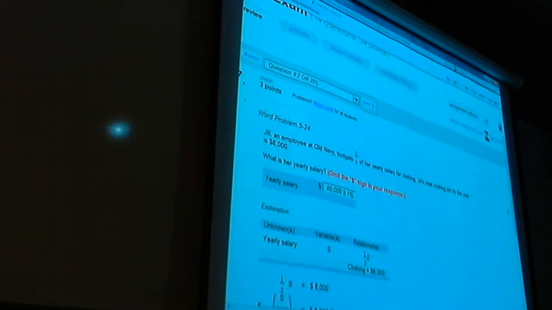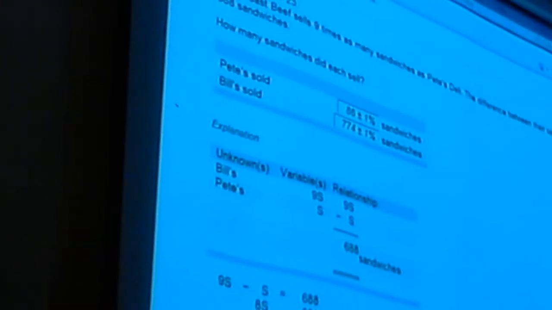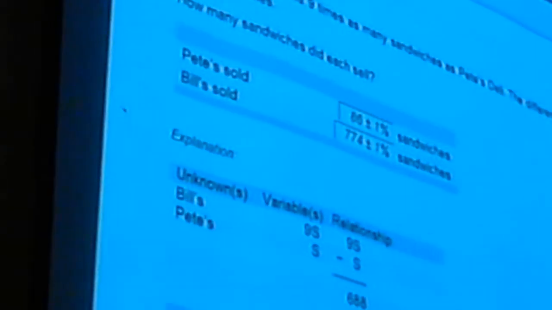Okay, next one, number 8. We're still on chapter 5. What number is this one? 8. Okay. Do you recognize it? We had it at least once, maybe twice. Okay, the two guys that have the sandwich shops, Bill and Pete. Pete sucked. Who did less? Pete, yeah, okay.